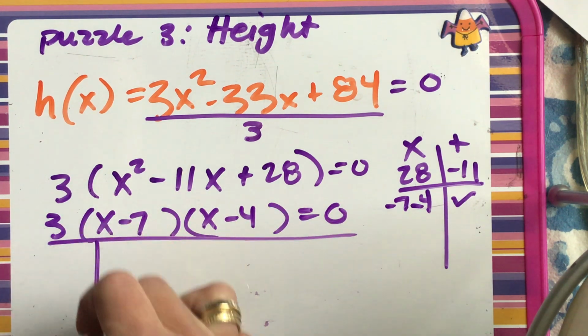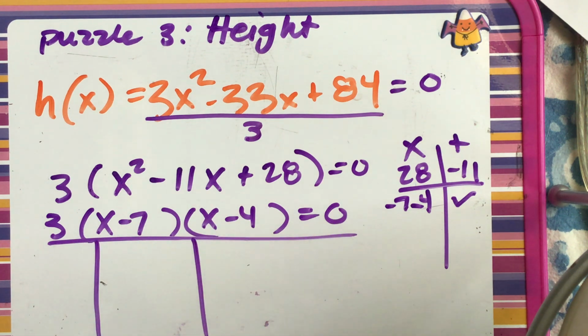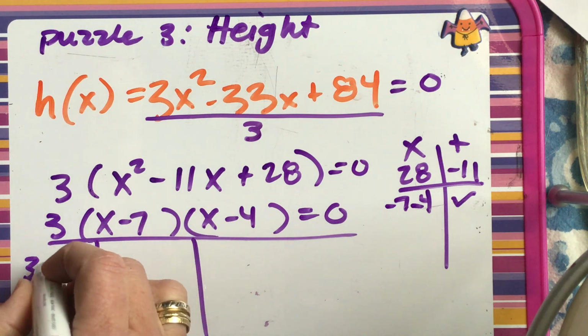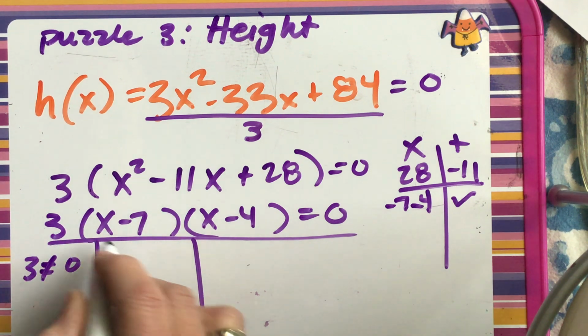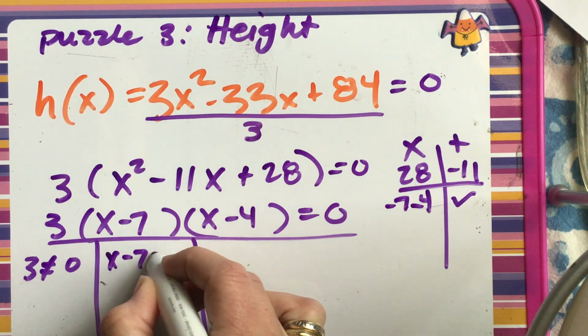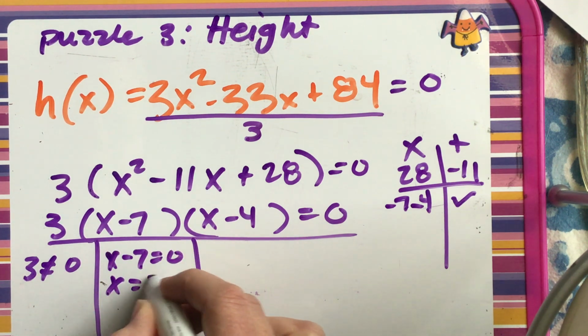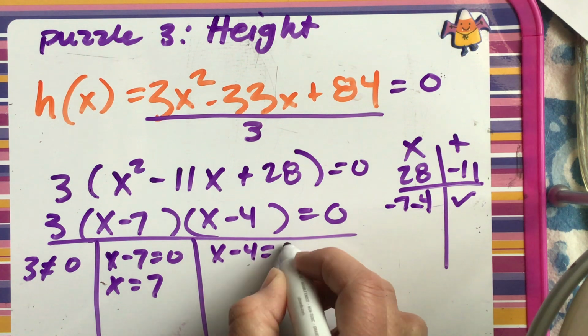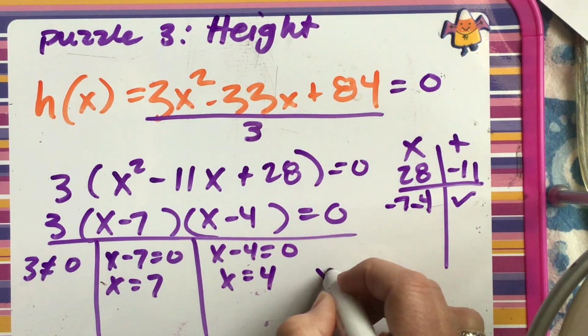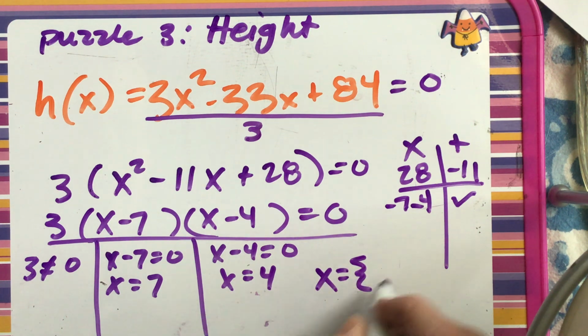Okay, now let's find the solution. So 3, remember, if you have factored something out, it's never the solution. Maybe you've started to realize that. I'm subtracting in both. So x minus 7 equals 0. Well, x equals 7. X minus 4 is 0. X is equal to 4. My solution set then is x is equal to 4, 7.